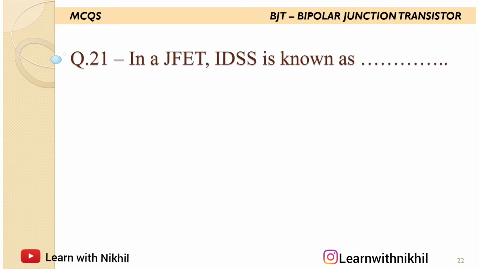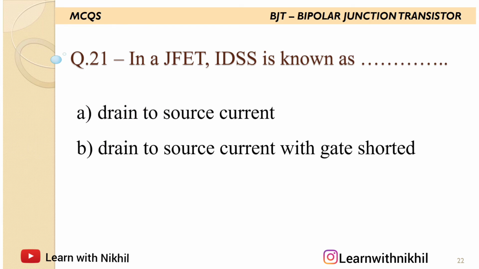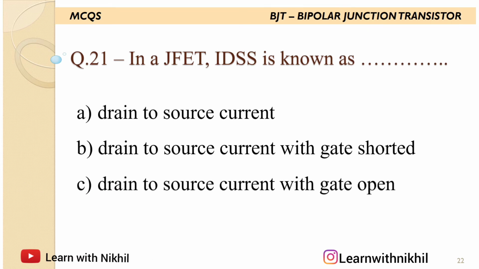Next question. In a JFET, IDSS is known as: A. Drain to source current. B. Drain to source current with gate shorted. C. Drain to source current with gate open. D. None of the above. And the answer is drain to source current with gate shorted.